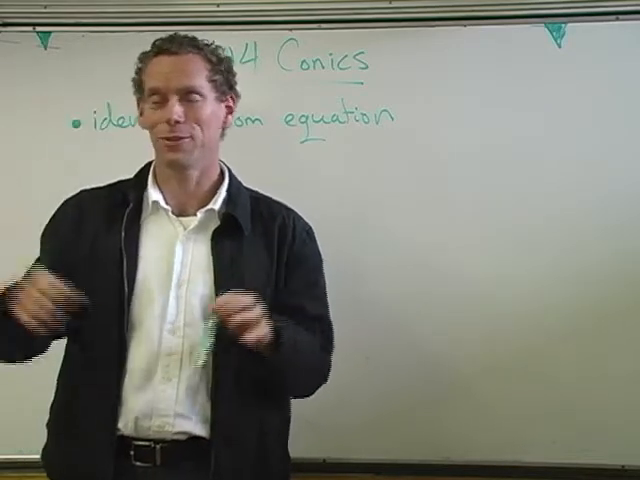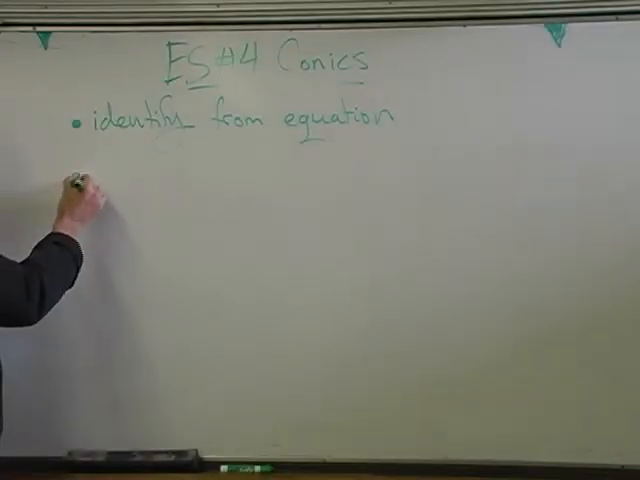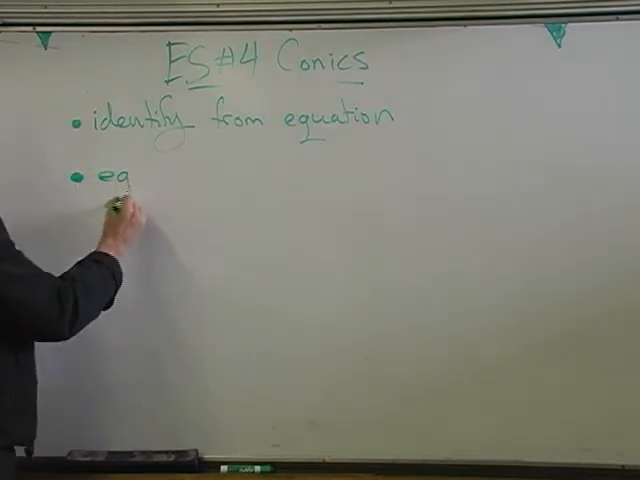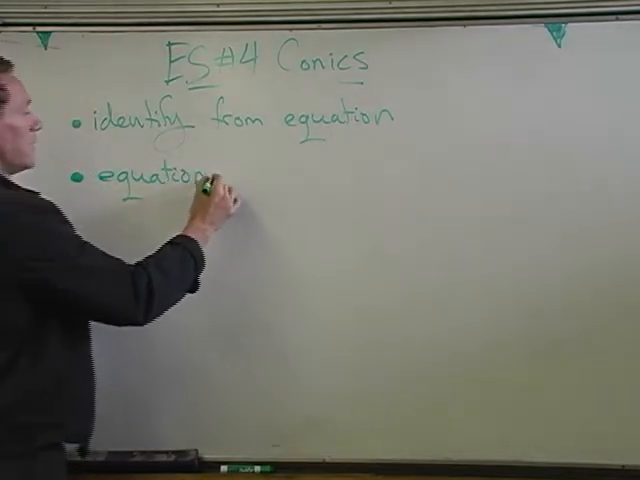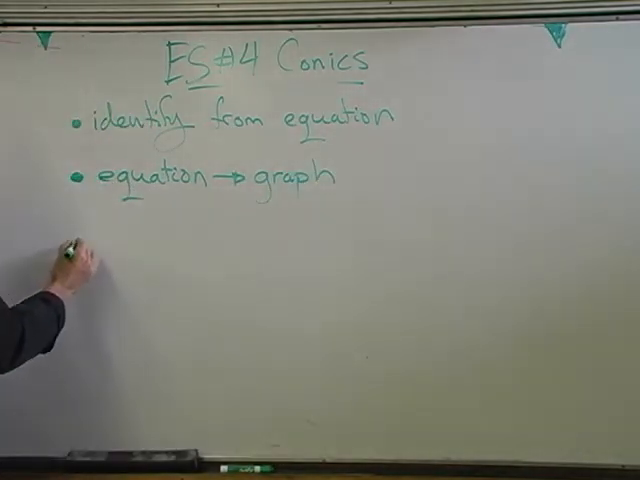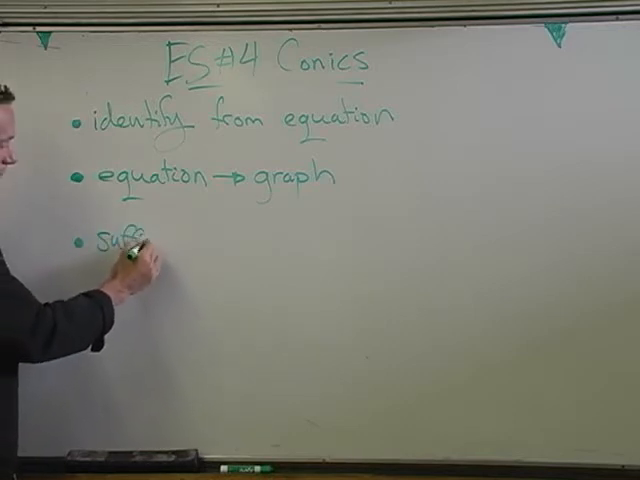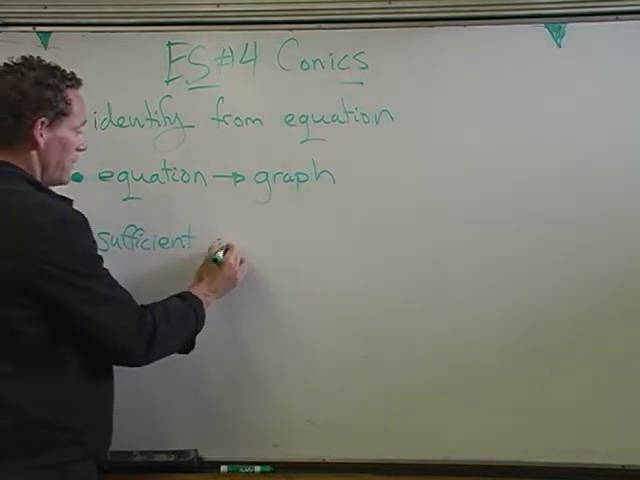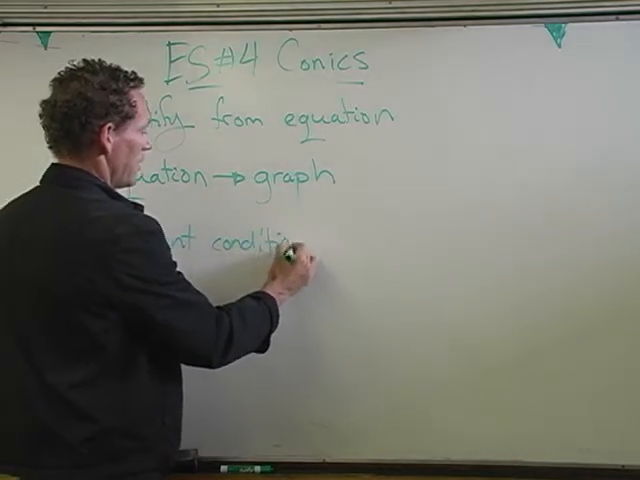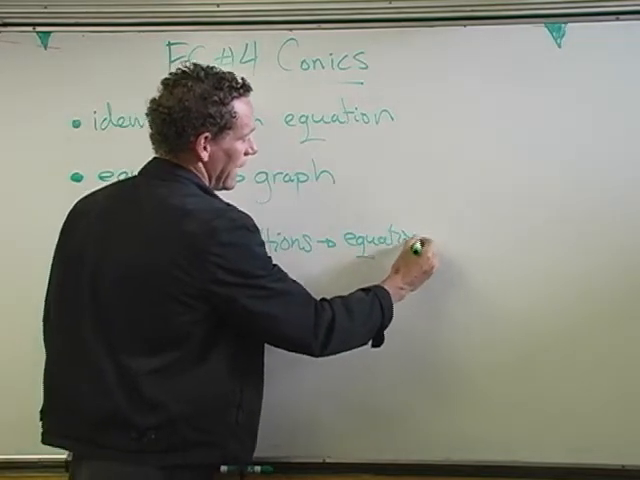Maybe you now have in your mind what you should know. Okay, so that's what we mean by identify the conic from the equation. You also have to be able to go from the equation to the graph, obviously. We didn't really do a lot where you went from the graph back to the equation, but we did give you what is called sufficient conditions. And from sufficient conditions, you come up with the equation and graph.